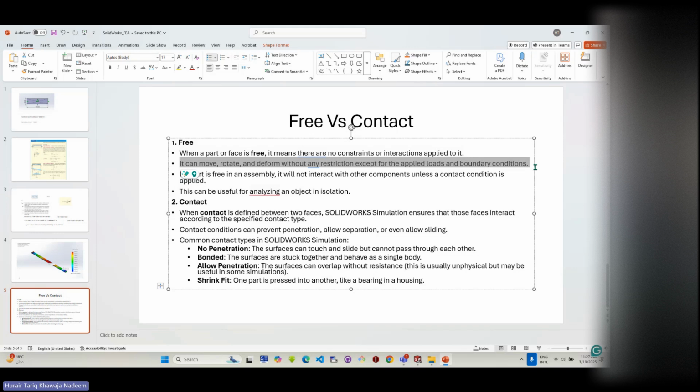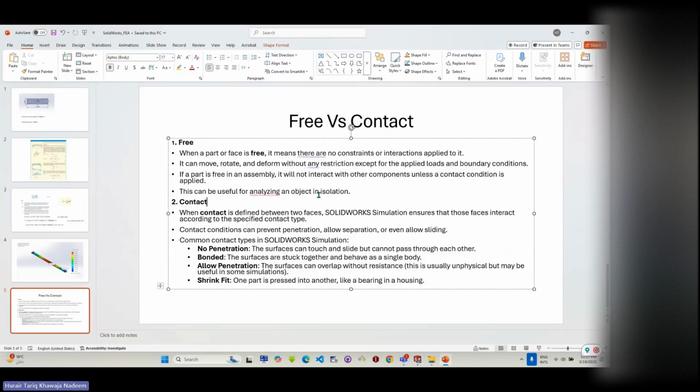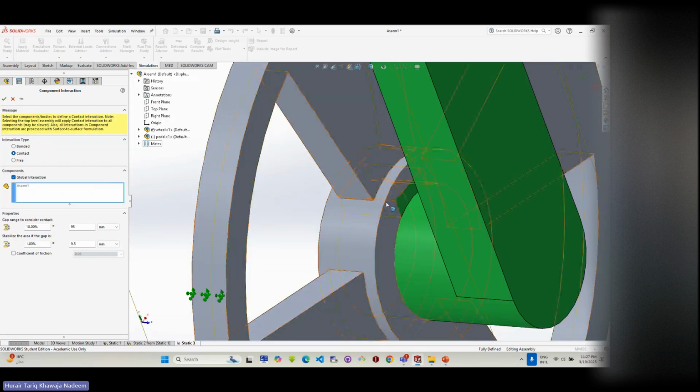Otherwise, it's not going to stop because of material interaction. This is important. If a part is free in an assembly, it will not interact with other components until a contact condition is applied. If you apply the contact condition, the second option, then it's going to stop. Otherwise, it's never going to stop. This can be useful in analyzing objects in isolation. What about contact? When a contact is defined between two faces, SolidWorks Simulation ensures that these two faces interact according to the specified contact type. So whatever contact type you have, like with my keyway, there is a restriction.